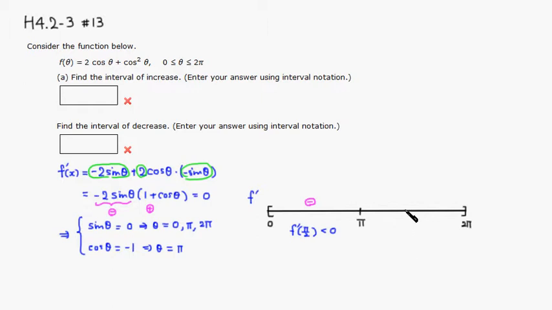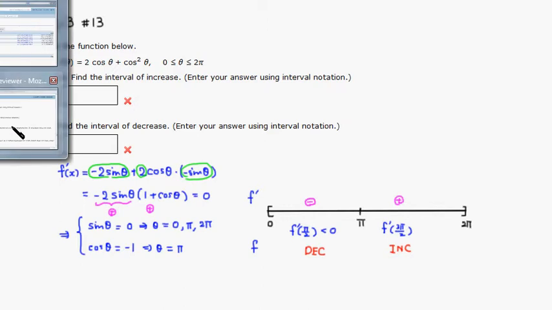And between pi and 2 pi, that will be f prime of say 3 pi over 2. If you put in 3 pi over 2, sine would be negative 1, so that's going to be positive there. And 1 plus cosine of 3 pi over 2: cosine of 3 pi over 2 is 0 again, plus 1, so positive. So it's going to be positive here. So we know that f is decreasing on this interval and increasing on this interval. Between 0 and pi, decreasing; pi to 2 pi, increasing.